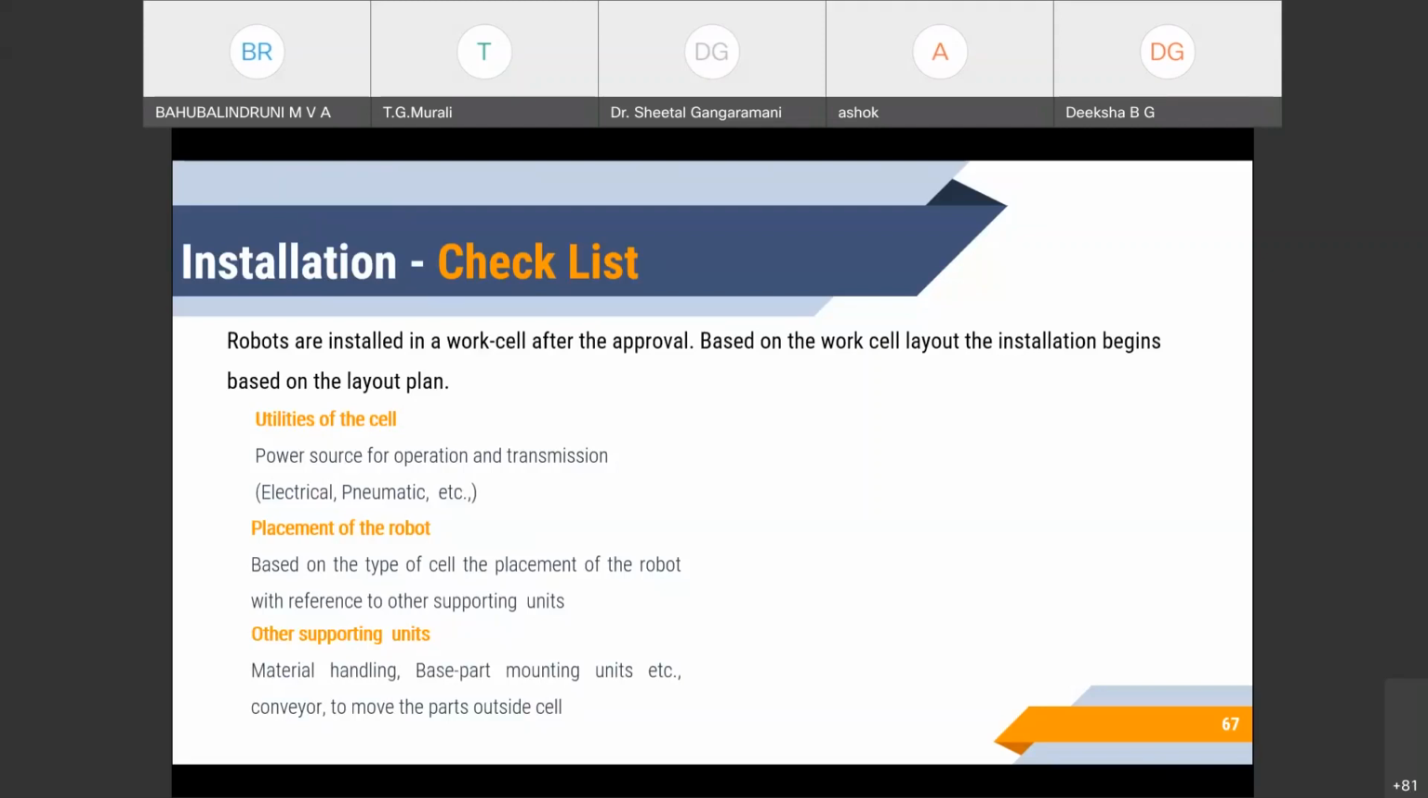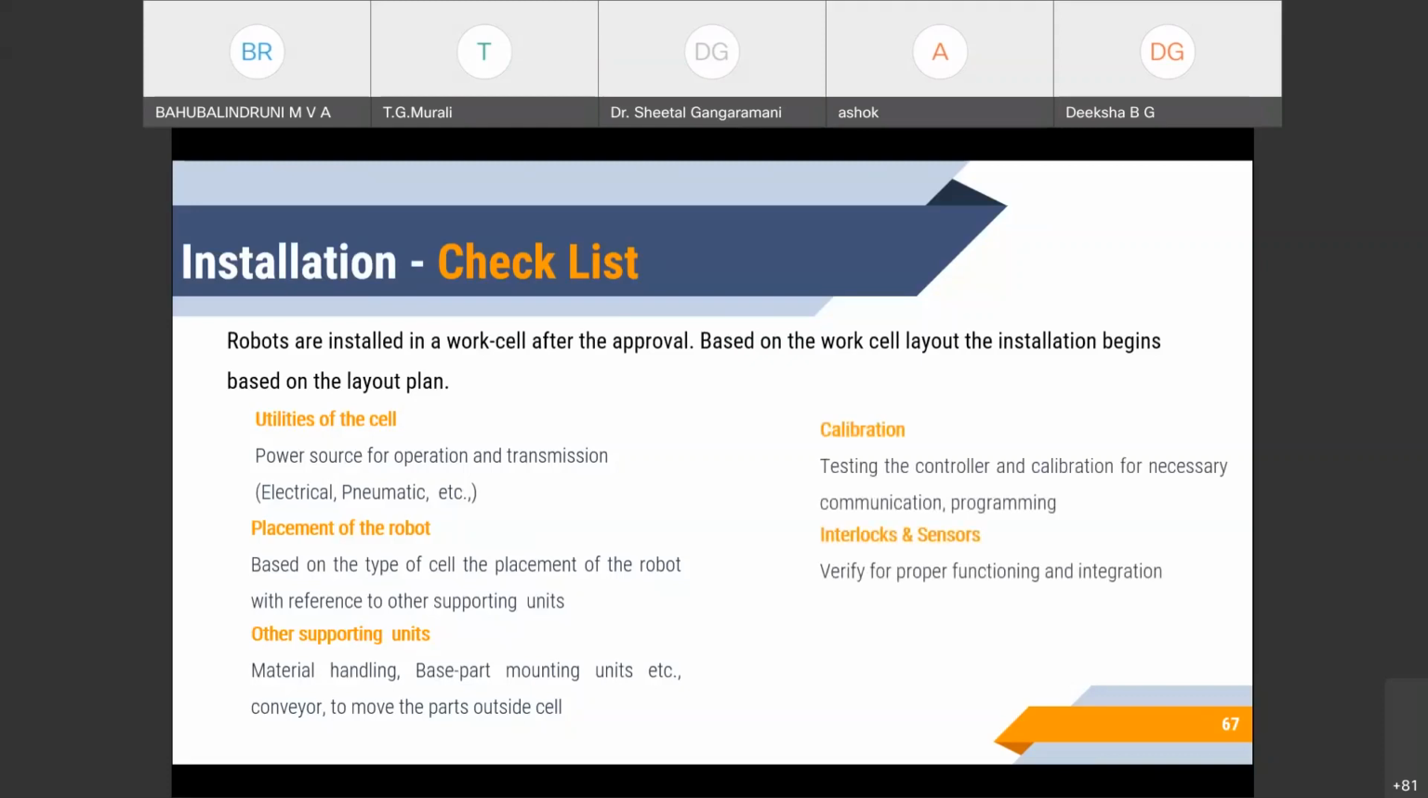Once the robot completes the task, humans cannot enter the cell, so the parts will be sent through the conveyor to outside the cell. And then the calibration we are supposed to do.